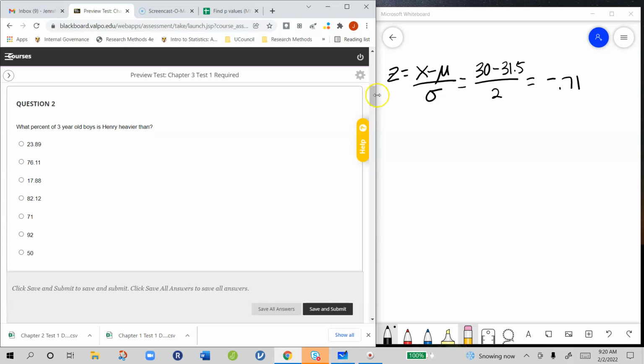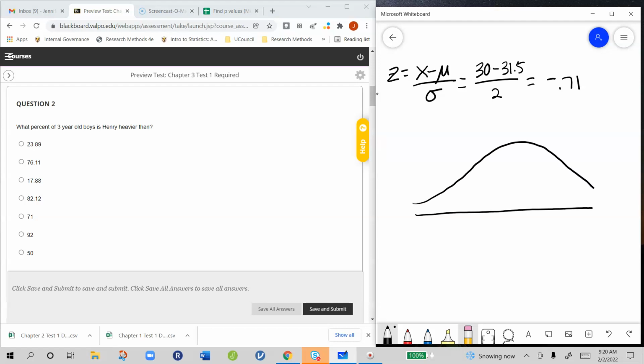Question 2 asks what percent of 3-year-old boys is Henry heavier than? So we're going to draw a normal distribution and locate on that normal distribution with a mean of 0, which z-scores always have. And Henry has a score of negative 0.71. So we want to know what percent of 3-year-old boys Henry is heavier than. And he is heavier than everybody off to the left here. Okay. So we're going to use our z-table to find the body and tail of 0.71. We're interested here in the tail, the smaller part of the distribution.